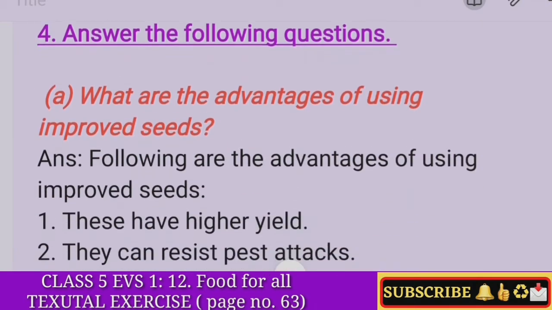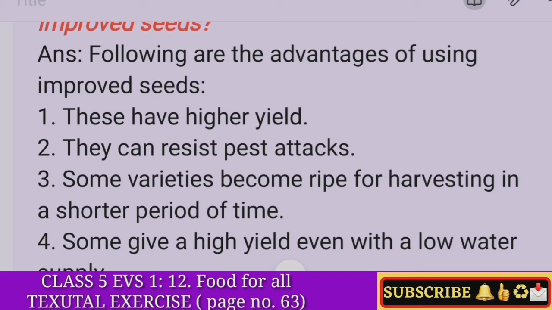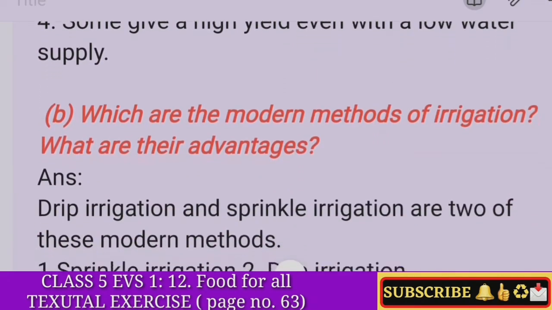Question number 4. Answer the following questions. A, what are the advantages of using improved seeds? The answer is, following are the advantages of using improved seeds. 1. These have higher yield. 2. They can resist pest attacks. 3. Some varieties become ripe for harvesting in a shorter period of time. 4. Some give a higher yield even with a low water supply.